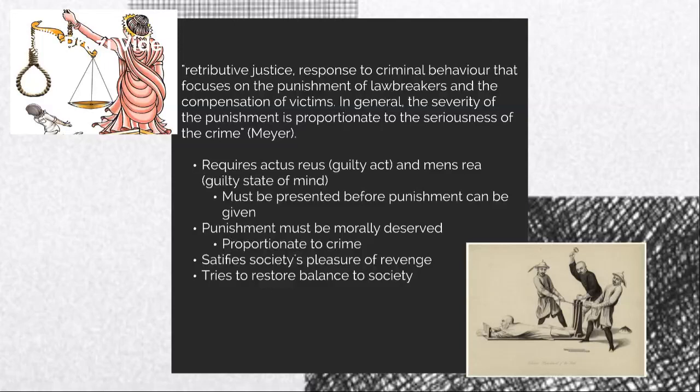Retributive justice requires both actus reus, which translates to a guilty act, and mens rea, which translates to a guilty state of mind. Both of these must be present before punishment can be given. Because of this, retributive justice does not punish those deemed insane or intellectually disabled because they are unable to be responsible for their actions.